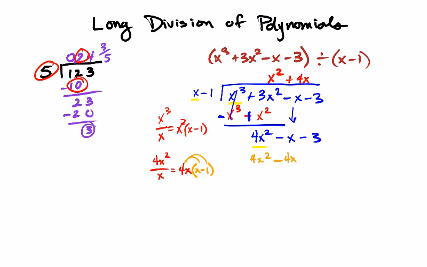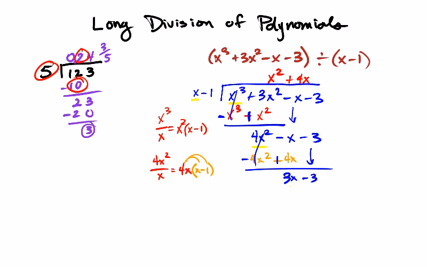And then we're going to change the signs and add down. So these cancel out, and then I get negative x plus positive 4x. So that'd be 3x, and then I bring the minus 3 down. And there we have it. And we are going to do this one more time.